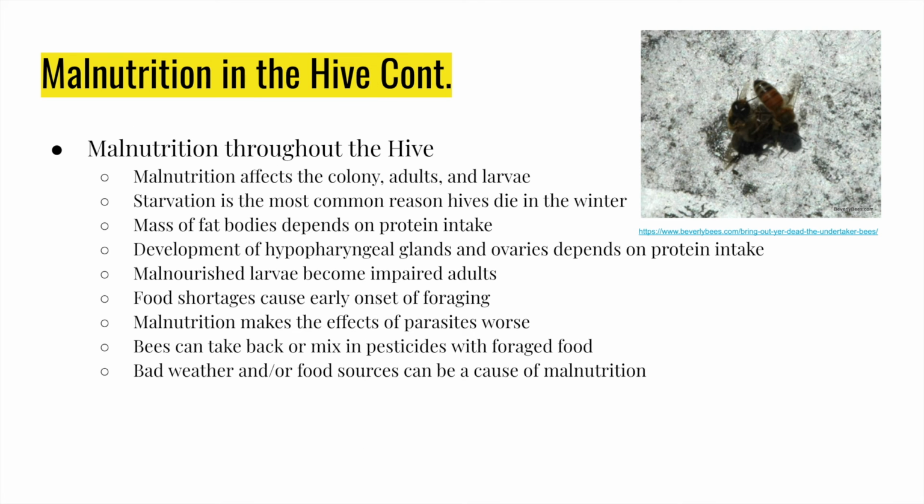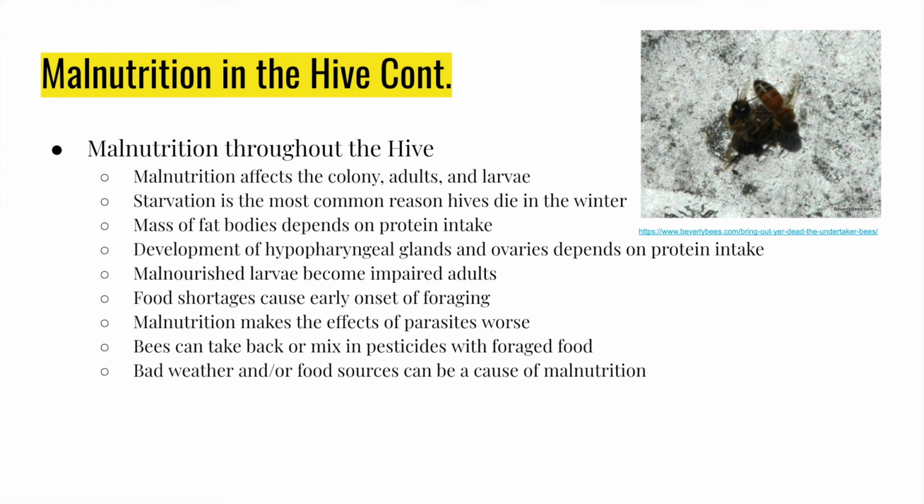Malnutrition can also affect the hive as a whole, not just adults and larvae, since the hive is a superorganism. Starvation, the most extreme malnutrition, is the most common reason that hives die in the winter. Mass of their fat bodies and the development of hypopharyngeal glands and ovaries depends on protein intake. Fat bodies are a source of energy for the bees and an indicator of their immunocompetence. The hypopharyngeal glands and ovaries help brood development and production, and if these are impacted by protein intake, it can also impact the brood. Malnourished larvae become impaired adults.